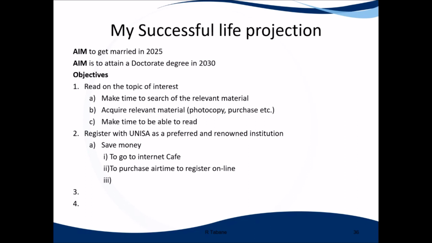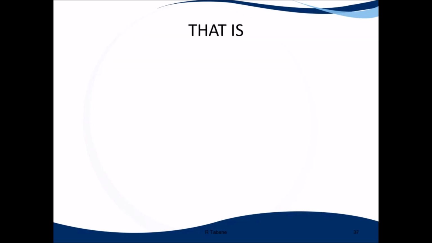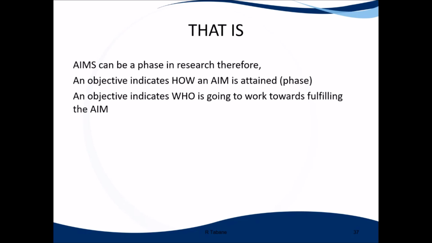So the aim is broad, objectives are steps. In your research, some would say to have that research question and have your sub-questions, because sub-questions are objectives to the main research. Aims can be a phase in a research. An objective is how an aim is attained.